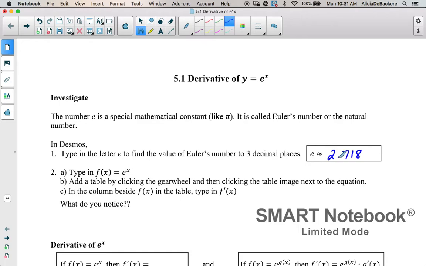I'm always going to write down the letter E to represent this special number. But sometimes, kind of like with pi, it's nice to know what it's about equal to.